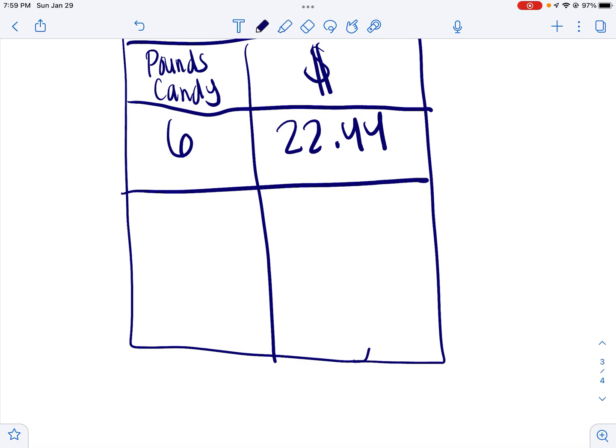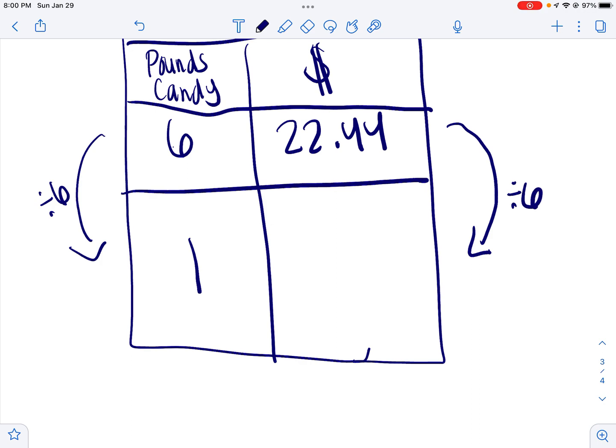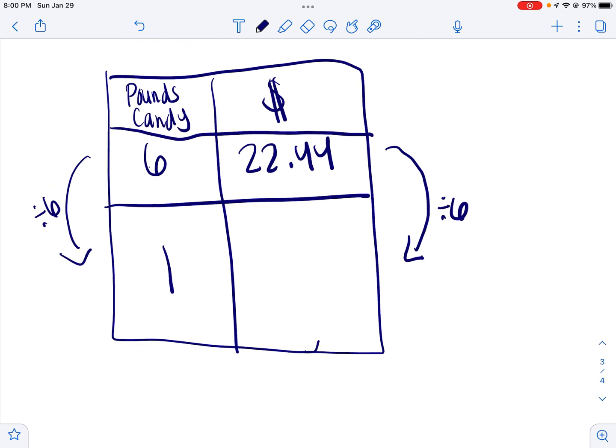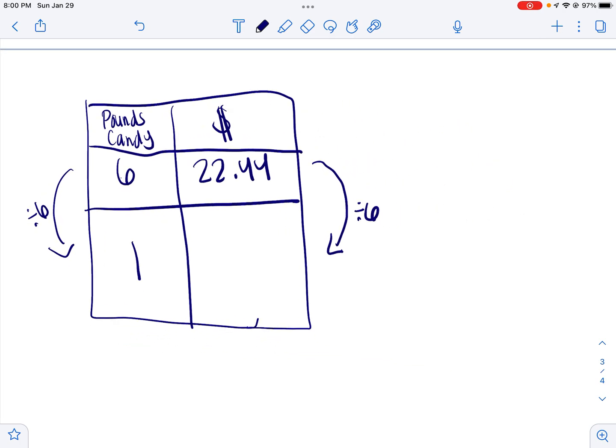So what do I divide 6 by to make it into a 1? Well, I know if I want 6 to be a 1, I'm going to have to divide it by 6. Because 6 divided by 6 is 1. And just like when we were doing ratio tables in our last unit, whatever we do to one side, I'm going to do to the other. So I'm going to divide by 6. Okay, 22.44 does not go evenly into 6, which means that we have to divide it out with long division to figure out our answer.